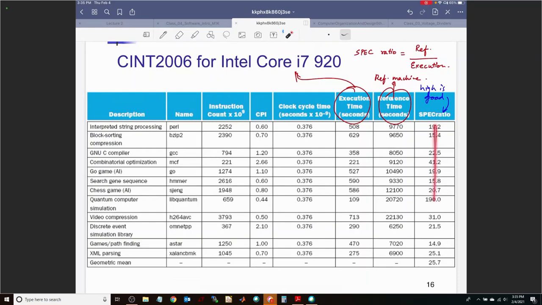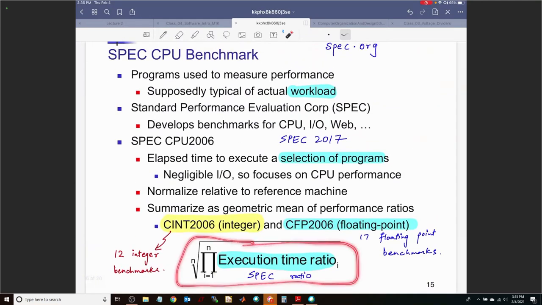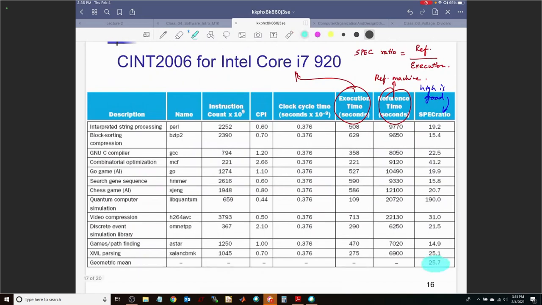Let's see. At the bottom here, we have 25.7. What is that? That is the geometric mean of all the spec ratios. So if you took all these spec ratios and ran them through this particular formula to compute the geometric mean, you would get essentially one number, right? That's the one number you would identify the performance with for a particular computer, for a particular processor.